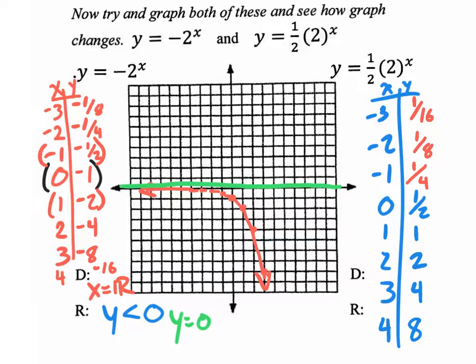So let's graph this blue one. Coordinates, 0, half. 0 and half would be right there. And then 1, 1 would be right here. And 2, 2 would be right there. And then 3, 4, it would be right there. And then 4, 8, it would be right there. And if you went 5, 16, you'd be off the graph.